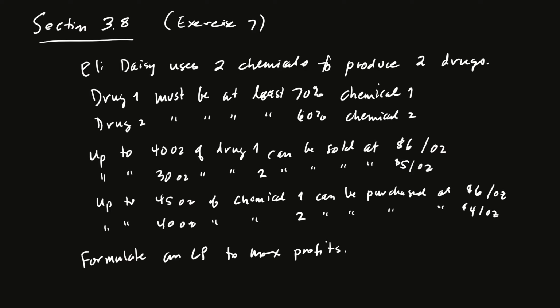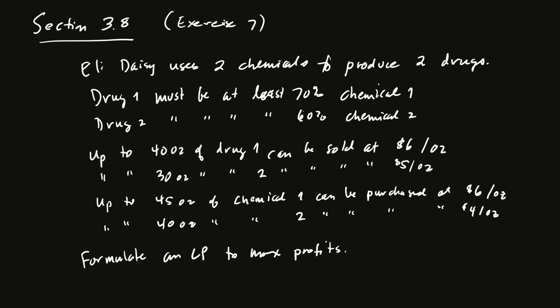We have Eli Daisy, a made-up company name. They use two chemicals, 1 and 2, to produce two kinds of drugs, 1 and 2. Drug 1 must be at least 70% chemical 1. Drug 2 must be at least 60% chemical 2. And by the way, we're assuming the drugs are only made up of chemical 1 and chemical 2.